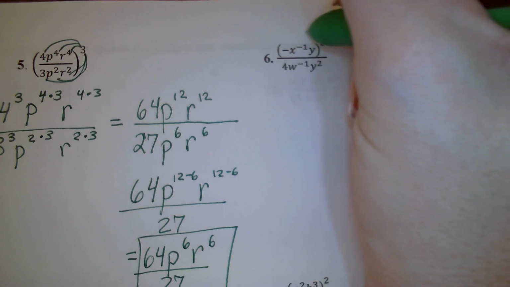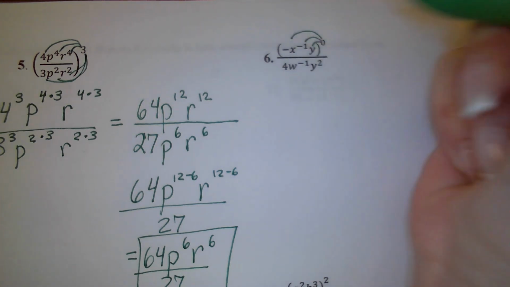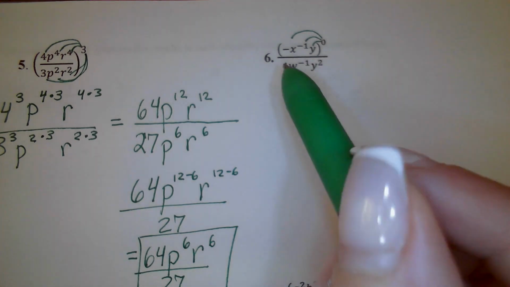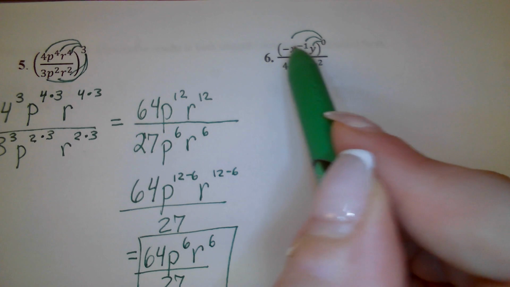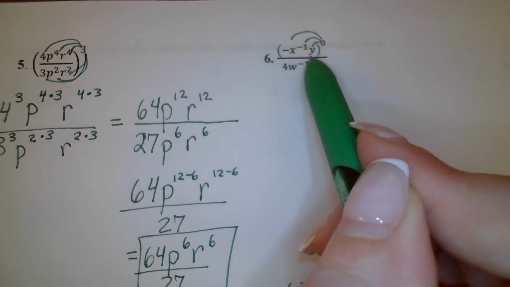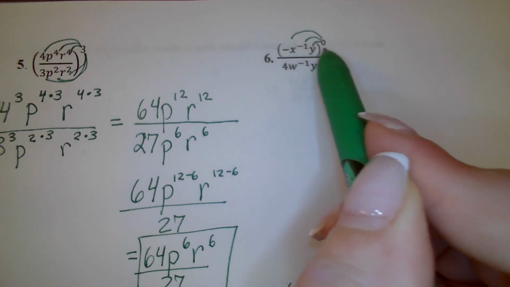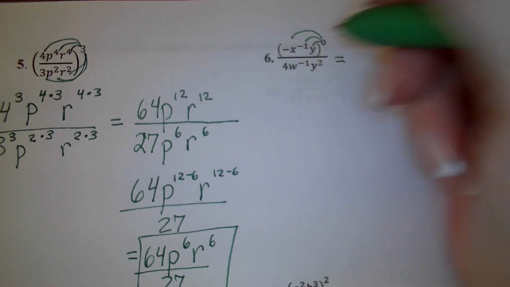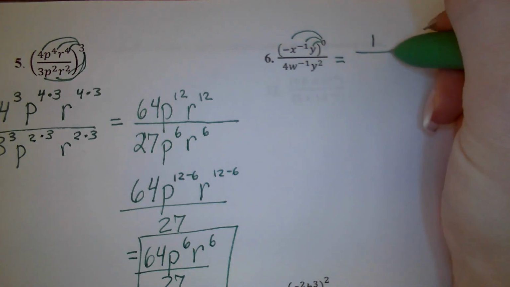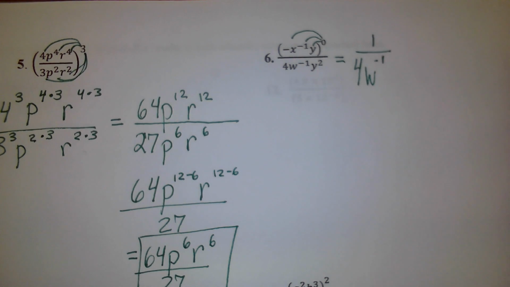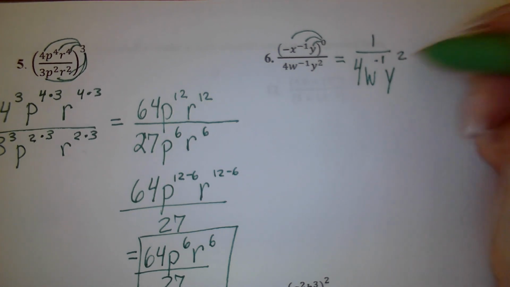So first I'm going to distribute, but we don't have to because we have learned that since everything up here is inside the parentheses, the power of 0 applies to all of it. And when we raise anything to the power of 0, it's equal to 1. So I could rewrite this as 1 over 4w to the negative first power y squared.